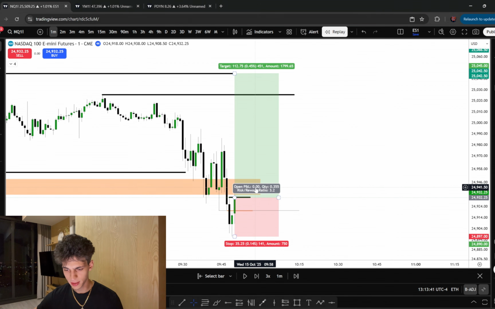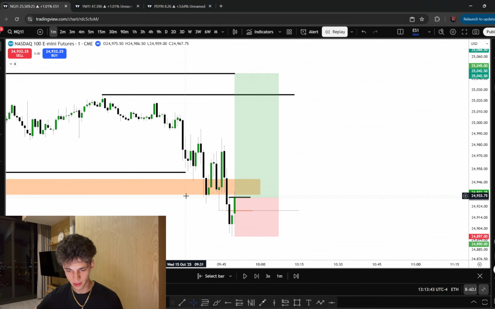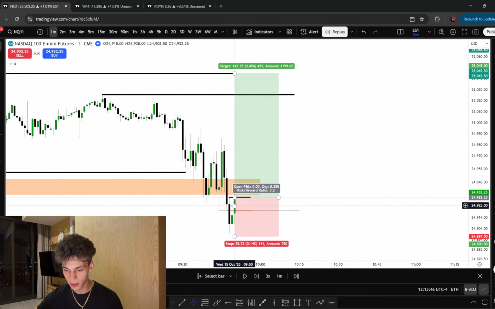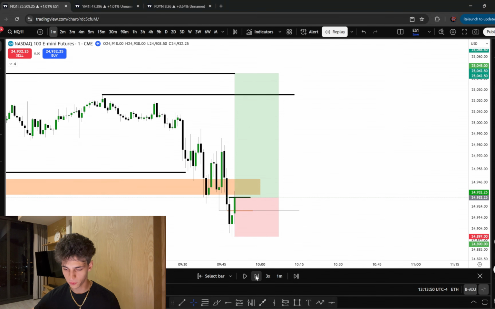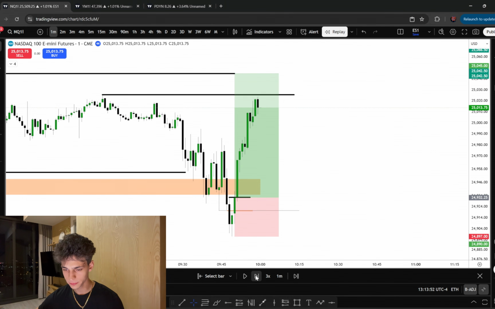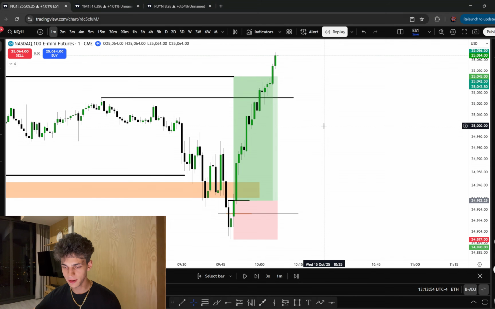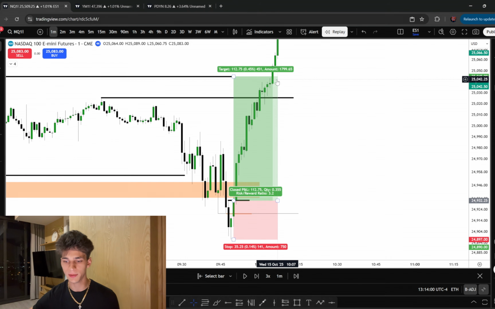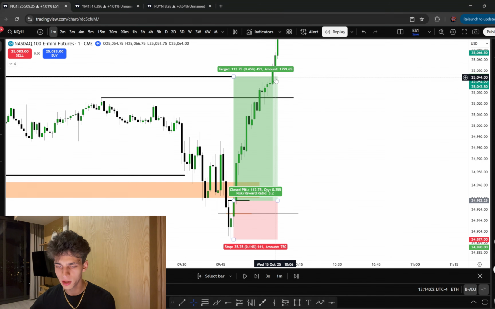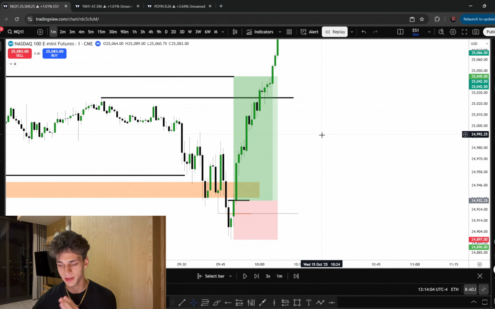This is the entry. Let's see what plays out. Remember, key level being hit, 8 a.m. lows being swept, 15-minute CRT low being swept, FVG formed, order block formed. Let's see what happens. And just like that, final TP would have been hit 3 days in a row using the same exact concepts for 112.75 points on the Nasdaq.